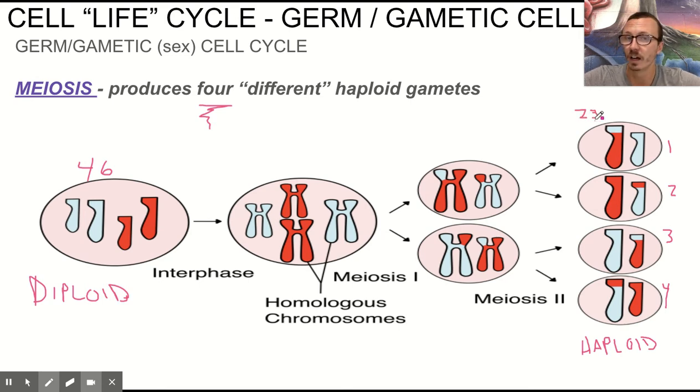And because of independent assortment and crossing over, each of these haploid gametes has a different combination of chromosomes, right? And you can see here that we have a chromosome that has a portion of it that was exchanged during crossing over, right? And you can see that you got a big red with a little blue piece and a little blue. And then down here, you got big blue and like a little red. And so there's all kinds of different variations. Each one of these haploid gametes with the potential to create a different human being.